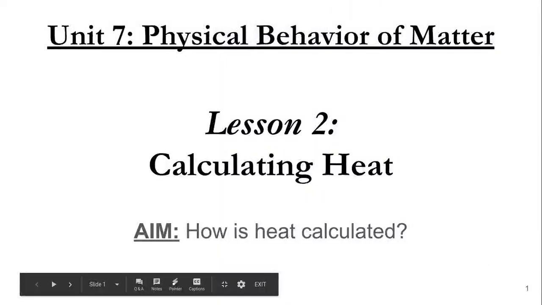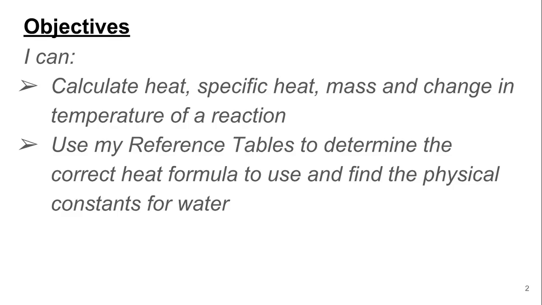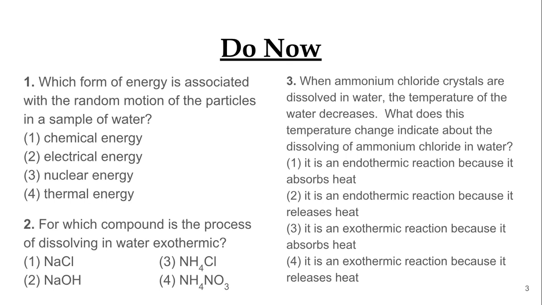This is Unit 7, Physical Behavior of Matter, Lesson 2, Calculating Heat. How is heat calculated? By the end of this lesson, I can calculate heat, specific heat, mass, and change in temperature of a reaction given three of the four items. I can use my reference tables to determine the correct heat formula to use and find the physical constants for water.